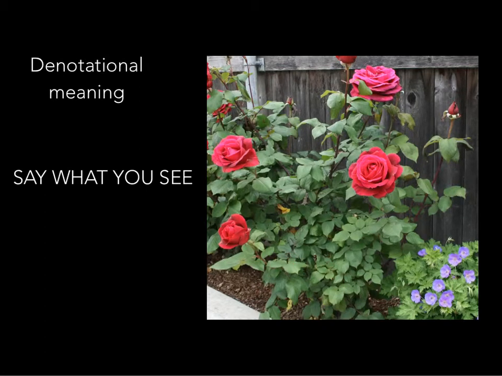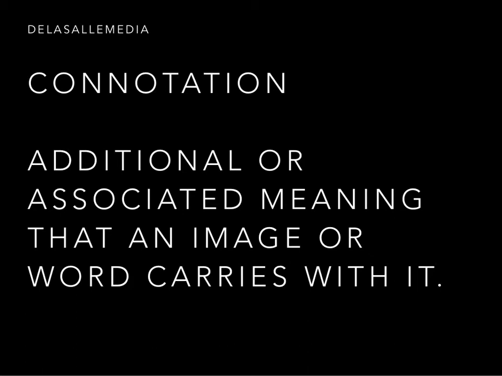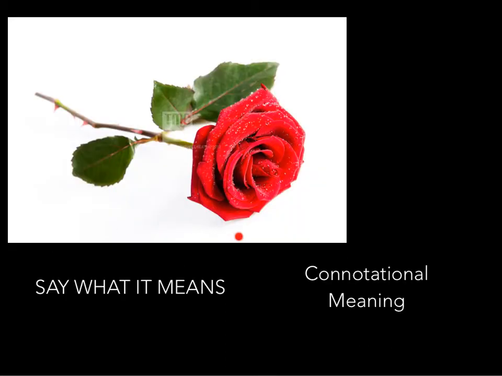If we move on to connotations, which is additional or associated meanings that an image or word carries with it, we see a very different rose. Of course, ultimately it is still a plant, but what does this now mean to us? The rose is now in a different context, right? So what does it mean to you now? It's still just a rose though, right?